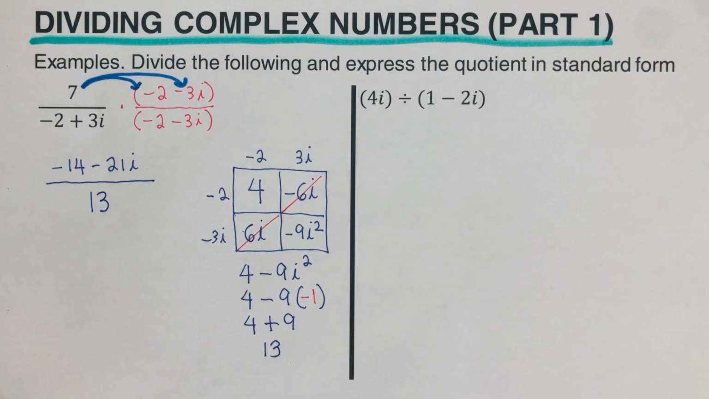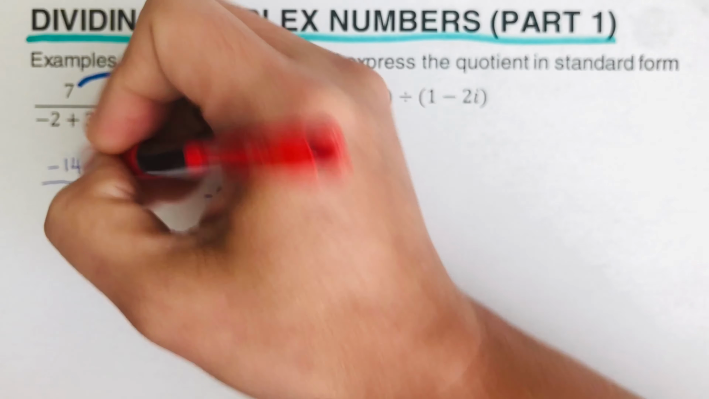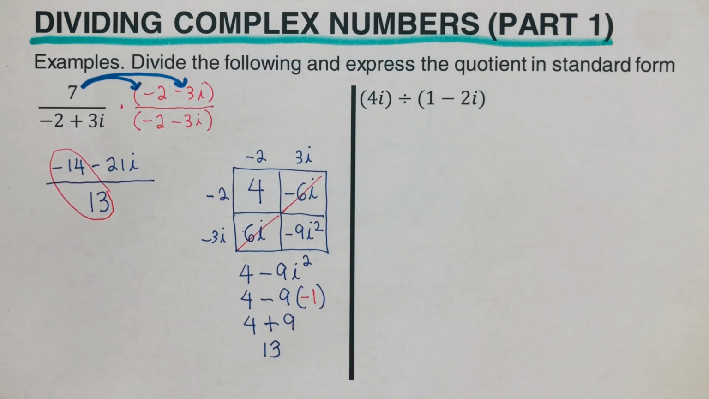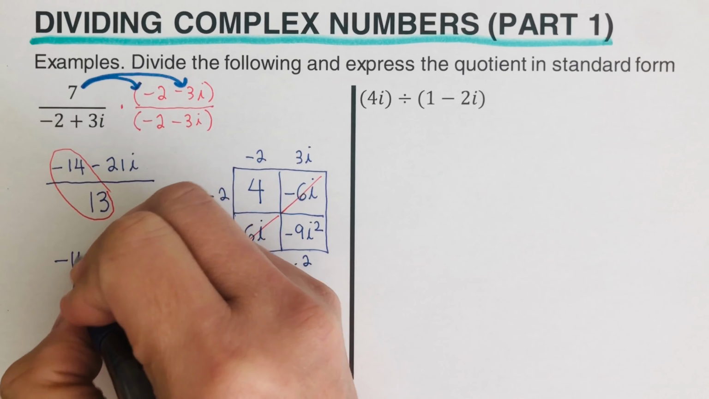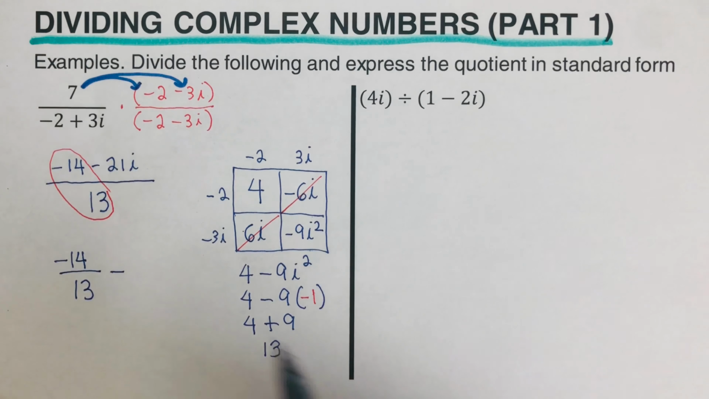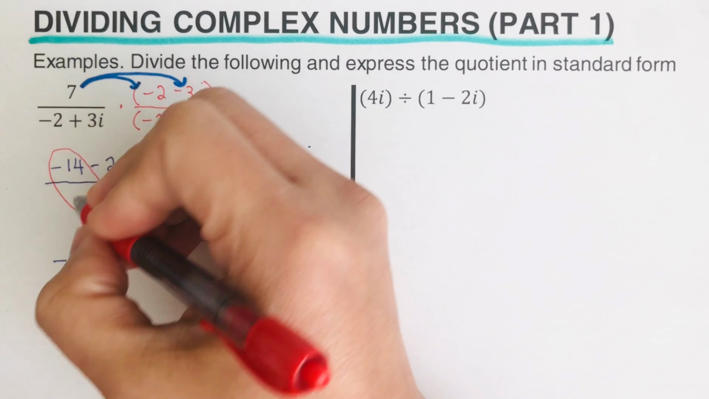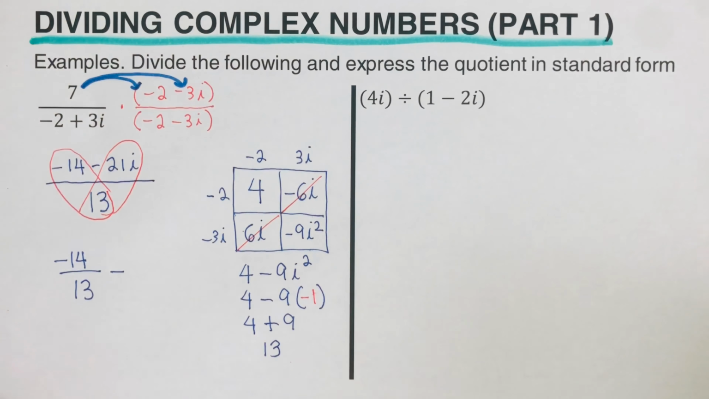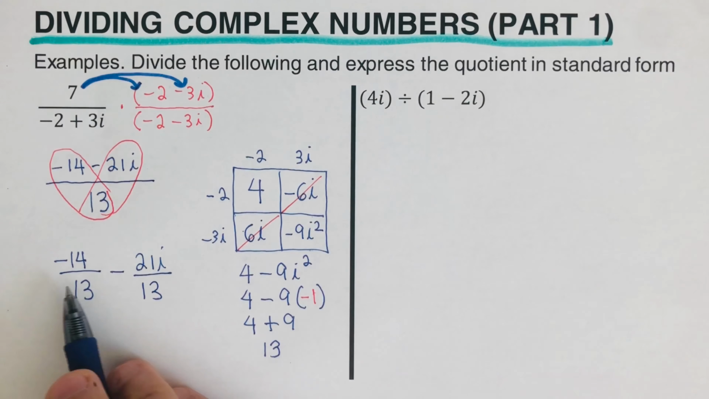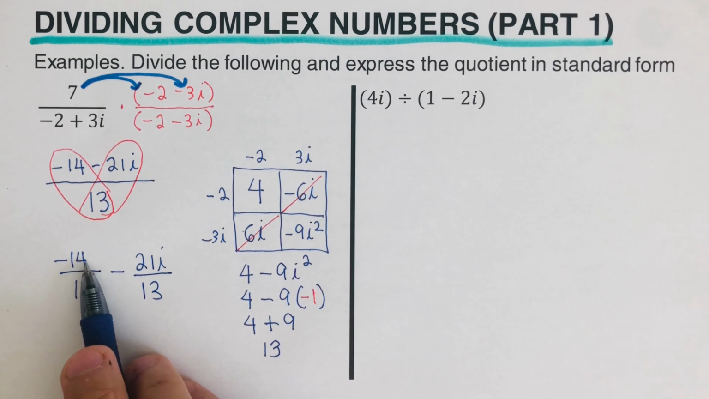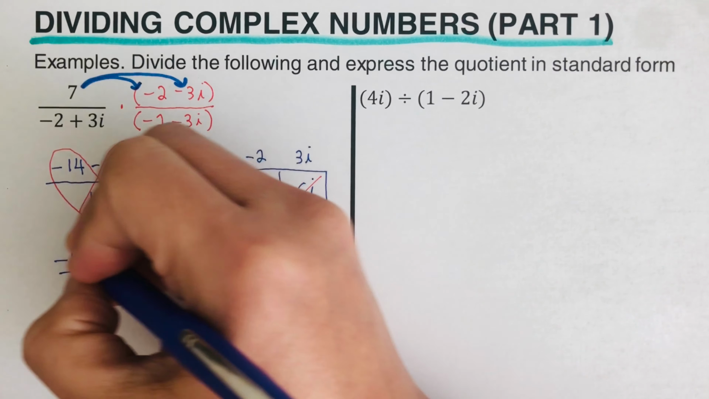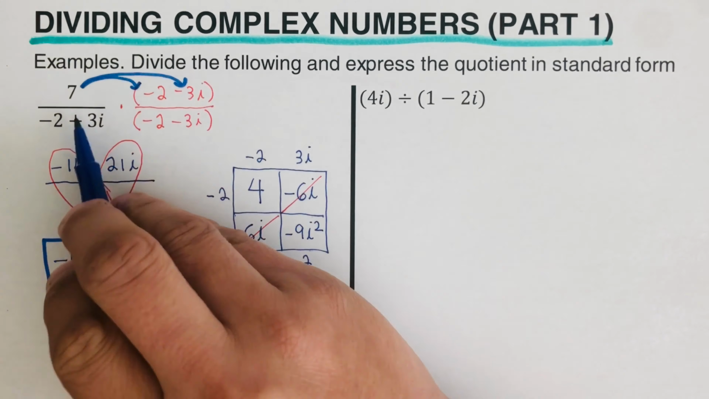Now, we remember that this 13 is the denominator for both of these terms on the numerator. So it's the denominator of -14. So I can go ahead and rewrite this as -14 over 13. And then we have a minus, and 13 is again the denominator of 21i. So that would be minus 21i over 13. So this expression right here is in standard form. This is our a part and this is our bi part. So this is the quotient of this expression right here.